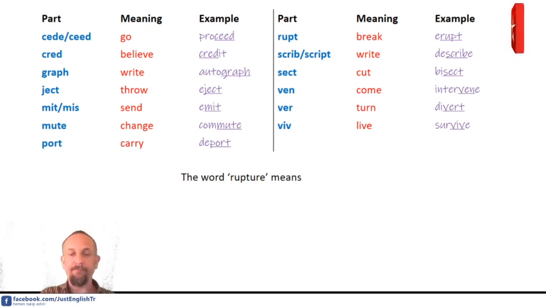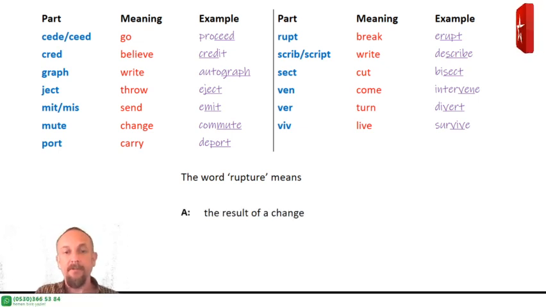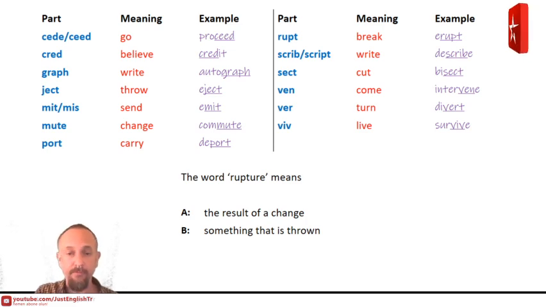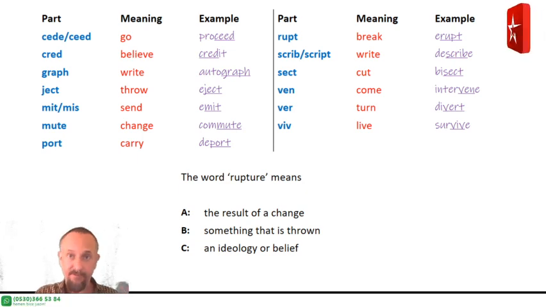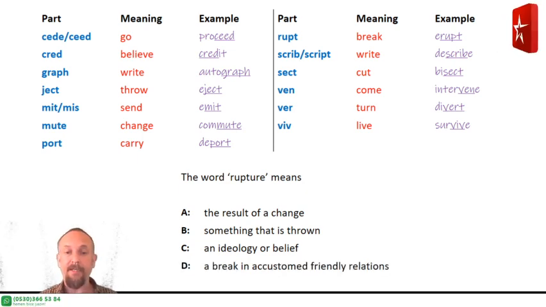The word rupture means. Does it mean A, the result of a change? Does it mean B, something that is thrown? Does it mean C, an ideology or a belief, such as a religion? Or does it mean D, a break in a custom or friendly relations? So A, the result of a change. B, something that is thrown. C, an ideology or a belief. Or D, a break in a custom or friendly relations.